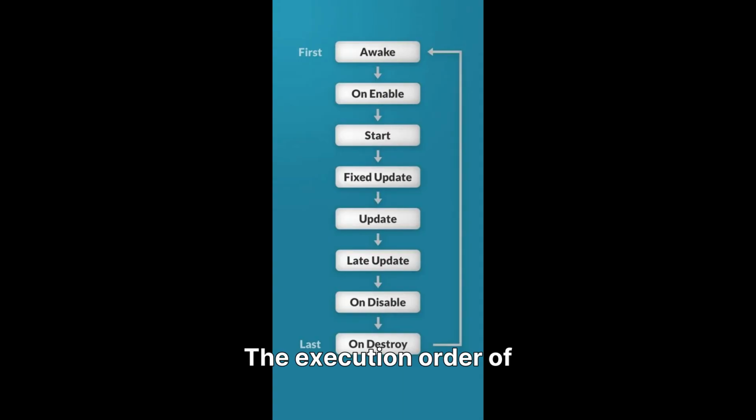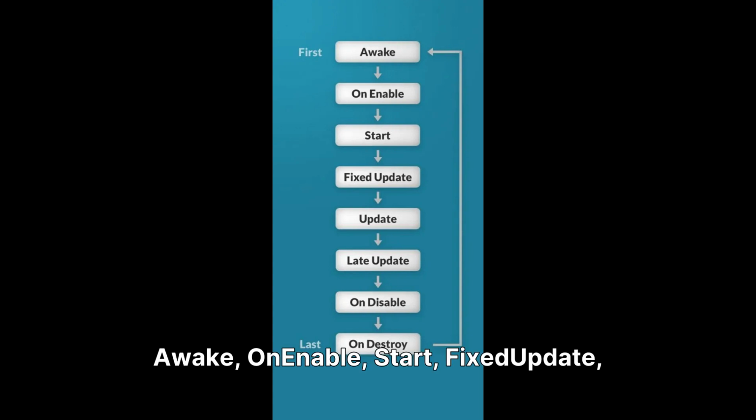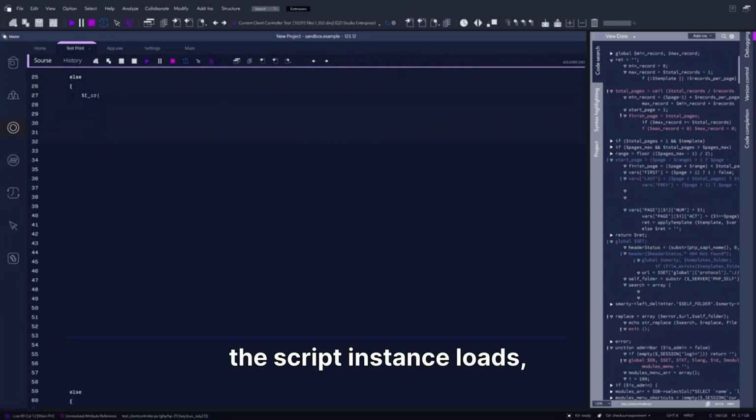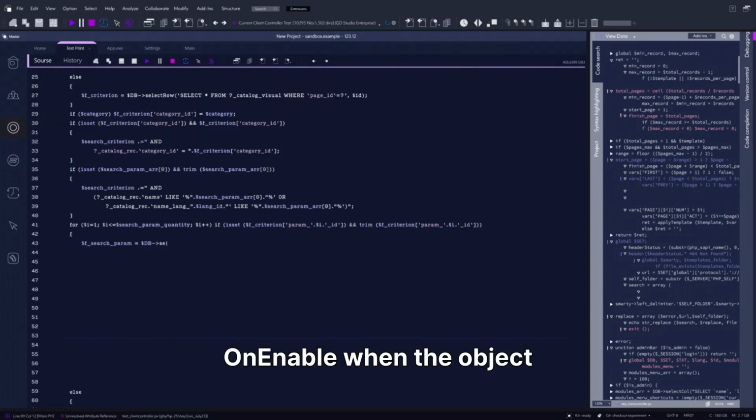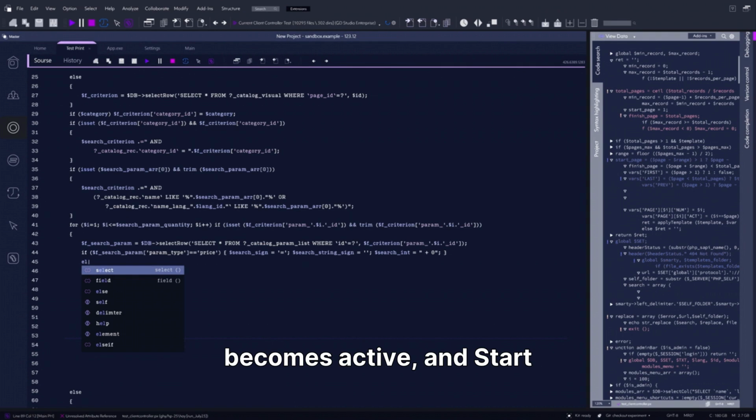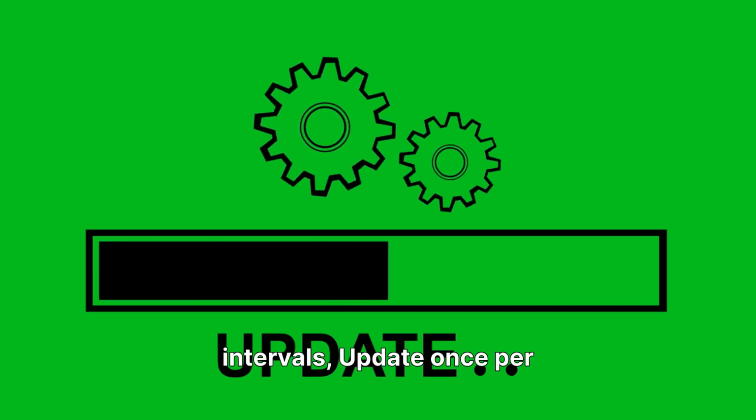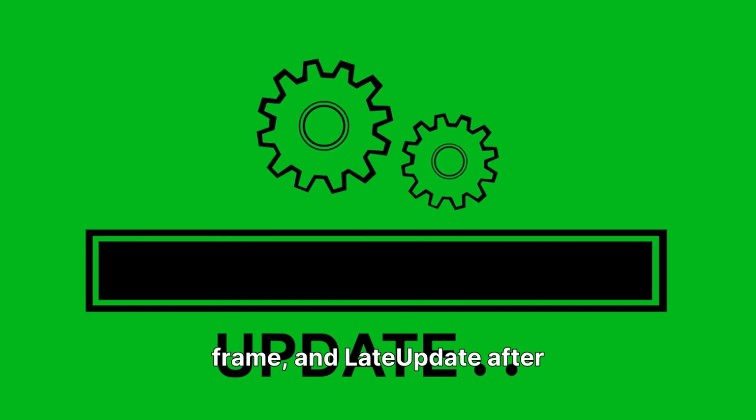The execution order of these functions is crucial: Awake, OnEnable, Start, FixedUpdate, Update, and LateUpdate. Awake is called when the script instance loads, OnEnable when the object becomes active, and Start before the first frame update. FixedUpdate runs at fixed intervals, Update once per frame, and LateUpdate after all Update functions.